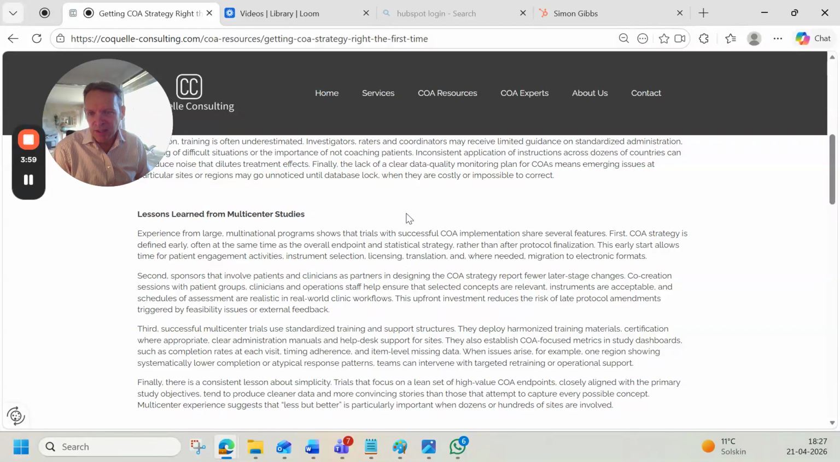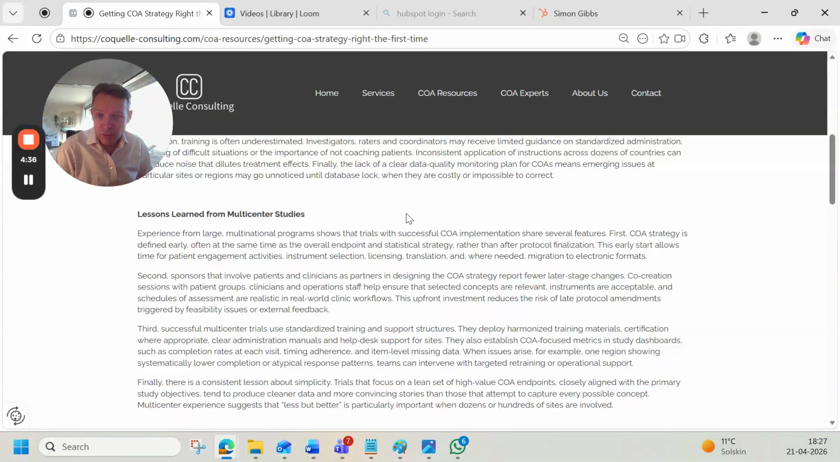Lessons learned from multi-center studies. Experience from large multinational programs shows that trials with successful COA implementation share several features. First of all, the COA strategy is defined early, often at the same time as the overall endpoint or statistical strategy, rather than after protocol finalization. This early start allows time for patient engagement activities, instrument selection, licensing, translation, and where needed, migration to electronic formats.